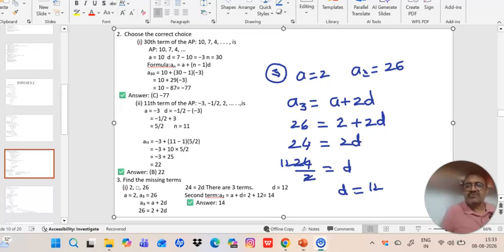A2 means A plus D. Second term means A plus D, or simply add D, that is 12, to the first term. 2 plus 12, that is 14.